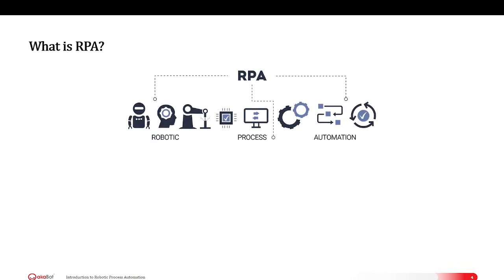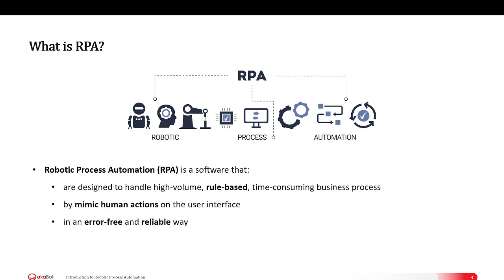First, what is RPA? Once again, I would like to define RPA, which stands for Robotic Process Automation. This is software designed to handle high volume, rule-based, time-consuming business processes by mimicking the human actions on their interface in an error-free and reliable way.